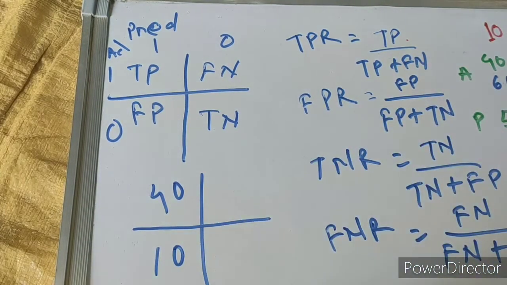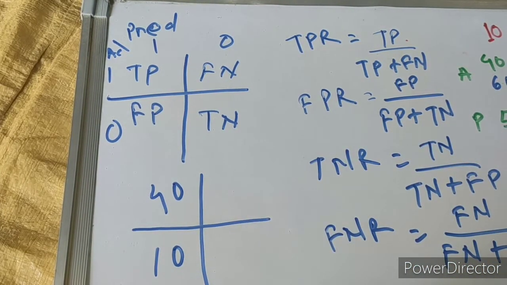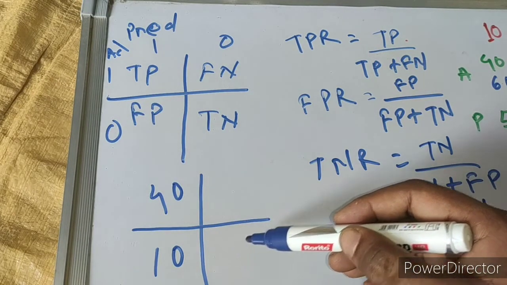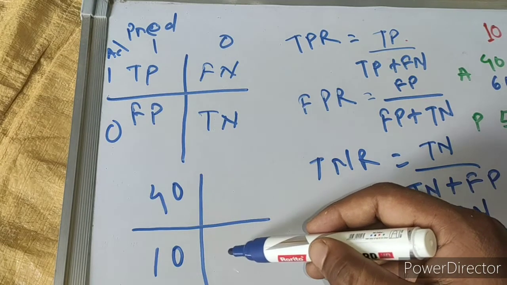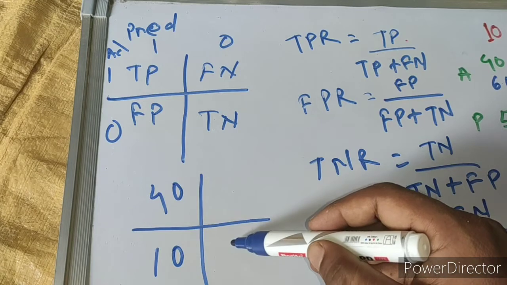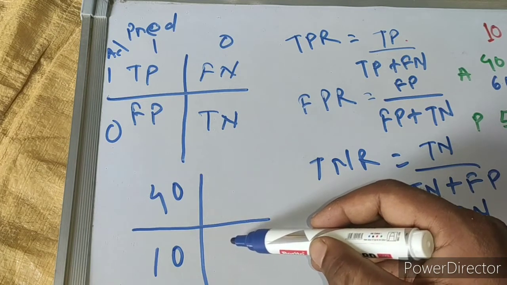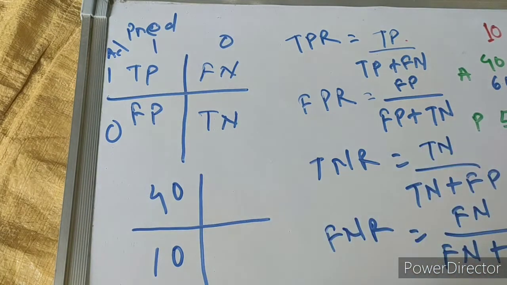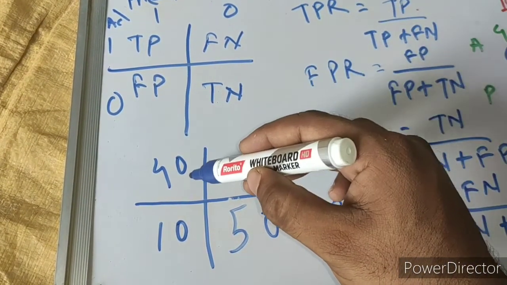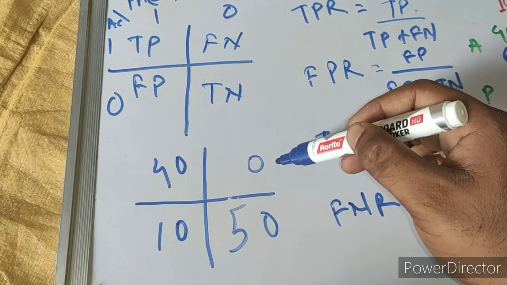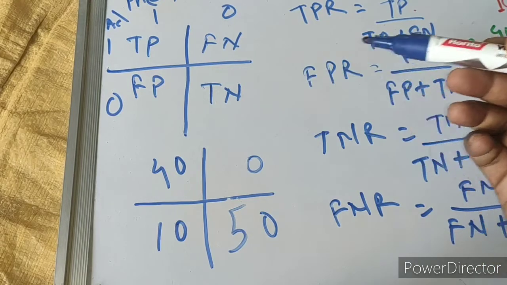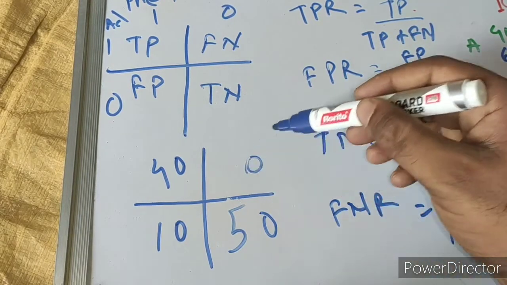False positive is 10. True negative is 60, we can consider here. As you can see here, true positive is 40, false negative is 0. It means there are no negatives which are falsely classified.